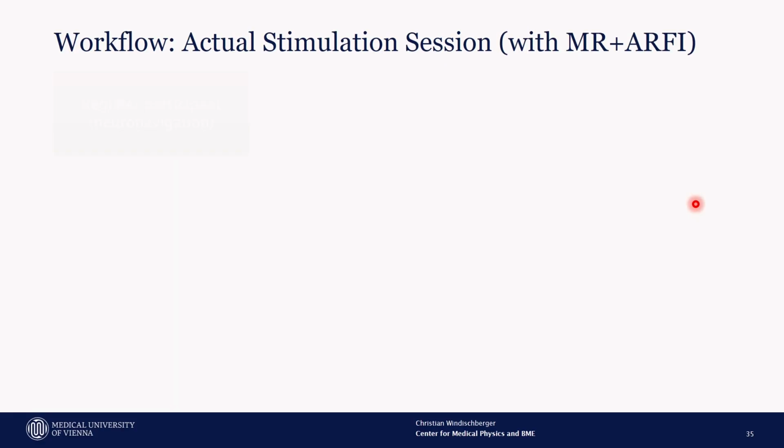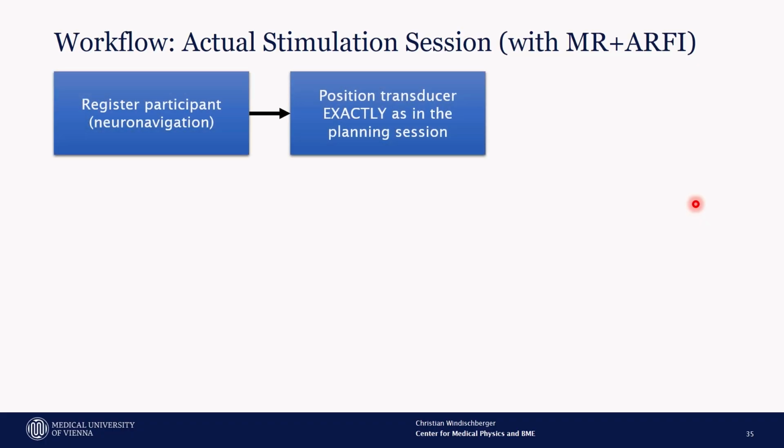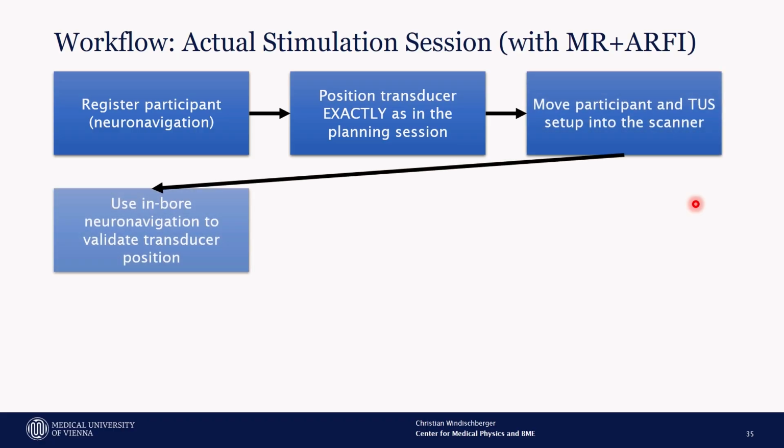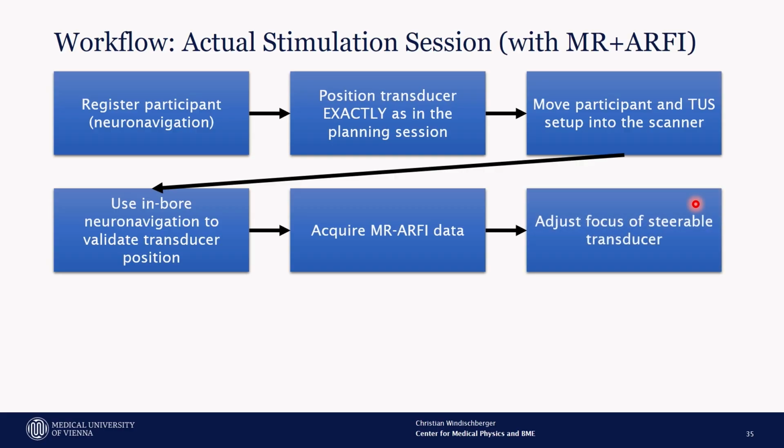So for an actual stimulation session with MRI, you do the same thing. You register your participant, you position the transducer, move everything into the scanner, you use inboard neuronavigation, but then you can do ARFI. You have a short ARFI scan. This will tell you whether your sonication is actually sonicating the right spot in the brain. And if you have a steerable transducer, you can now change the focus to the point you would like to stimulate. Right? And that's a huge difference.